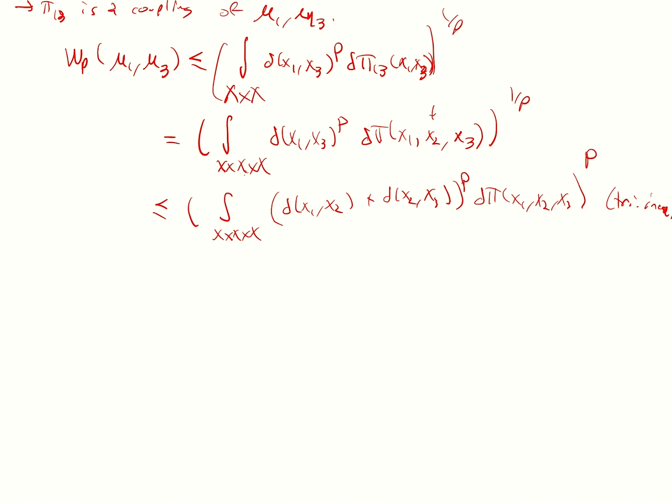Now, if we call this function g1 plus g2, this is the L^p norm with respect to pi, and that's your space. I'll just keep it as L^p for now. We know that the L^p norm of g1 plus g2 is at most the L^p norm of g1 plus the L^p norm of g2. So that's all that's going on there.